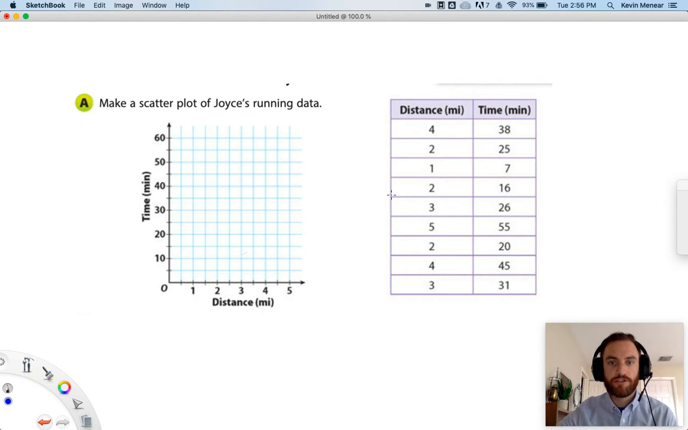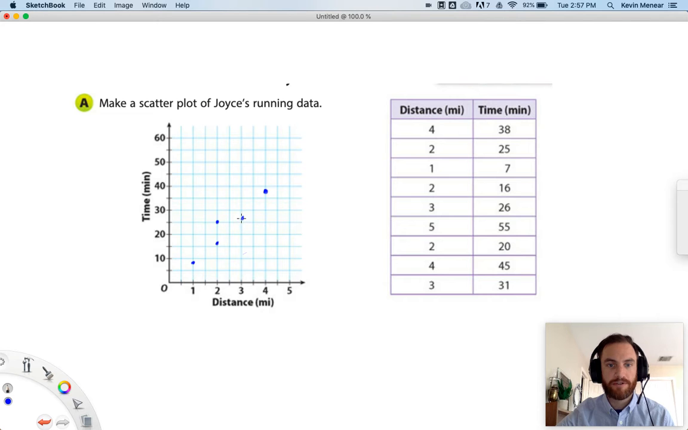So here we have distance in miles and time in minutes. So this is Joyce's running data. Okay, so 4 miles is 38 minutes, so 4 miles in 38 minutes, that's right there. 2 miles in 25 minutes, so that's 2 miles, 25 minutes right there. 1 mile in 7 minutes, that's about there. 2 miles in 16 minutes, so that's about there.